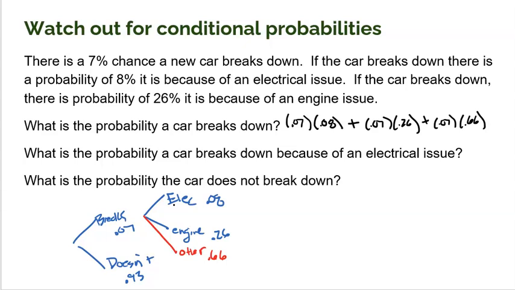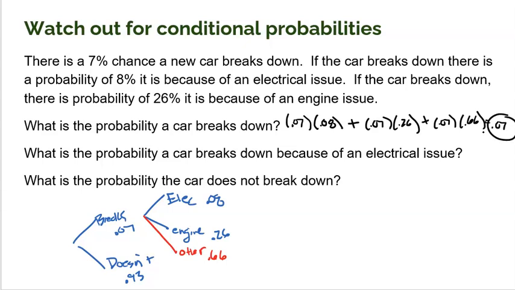So again, what's the probability a car breaks down? 7%. I'm sorry, I went through that real fast. It breaks down and then electrical issue, or breaks down and engine issue, or breaks down because of other. Now, you're going to hate me for this, but I just want you to understand this. Watch what we're going to get when we do the math on this. 0.07 times 0.08, or 0.07 times 0.26, or 0.07 times 0.66. Hopefully you're doing that math with me on your calculator, but the answer is 0.07.